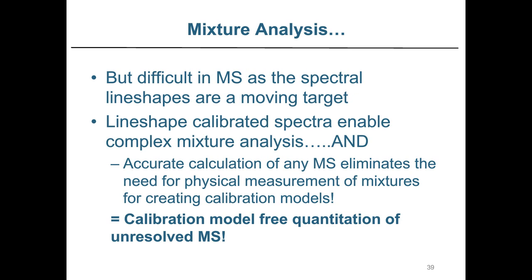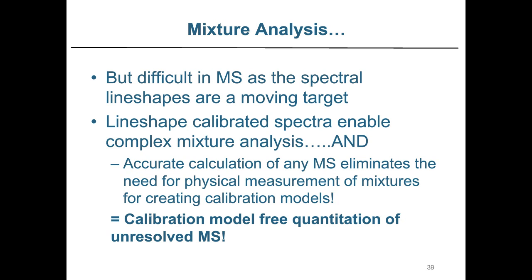Unfortunately, when we move to mass spec, there's a problem. The problem is that the line shapes, as we discussed, are literally a moving target. If the peak shape shifts, any calibrations that are built for doing this mixture analysis change, and we have to redo the whole calibration all over again. But in our calibration approach, we've calibrated the line shape, and that will enable us to do complex mixture analysis.